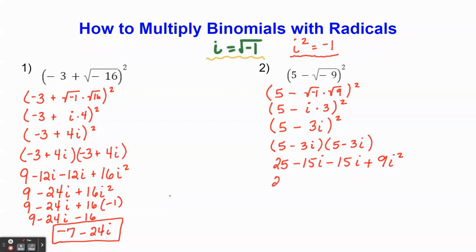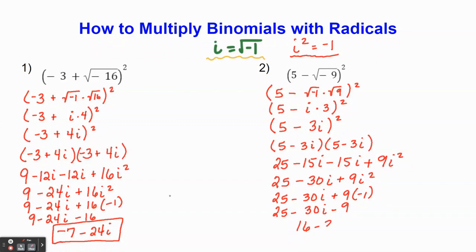Okay, combine like terms. -15i minus 15i gives me -30i. And then again, we're going to make that substitution. We're going to replace that i to the second with a -1. So 9 times -1, of course, gives us -9. And then 25 minus 9 will give us 16 minus 30i.